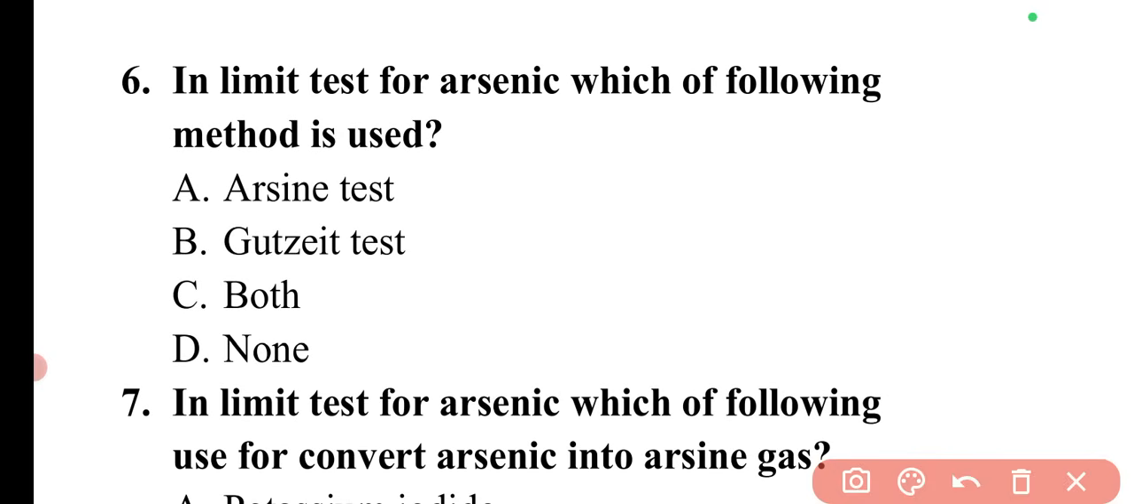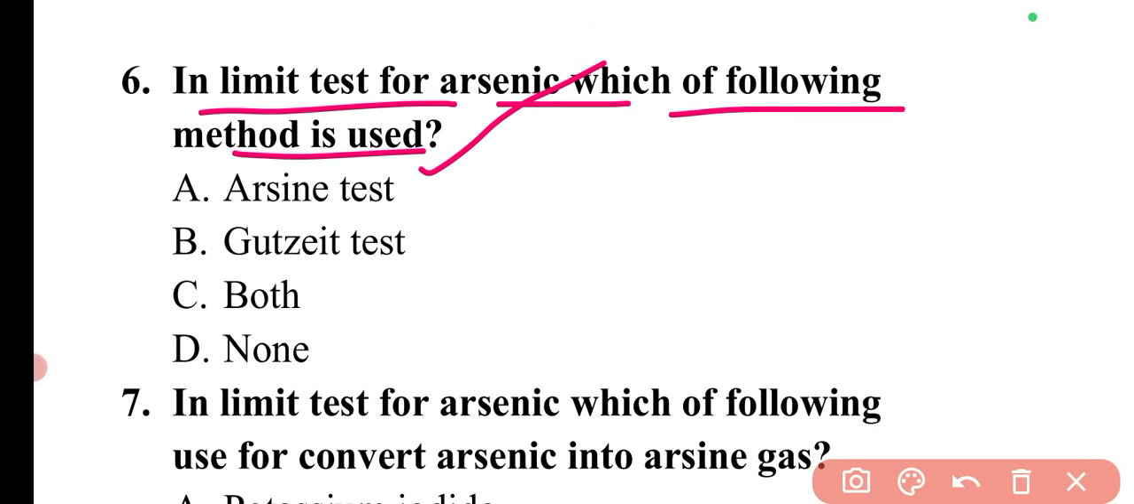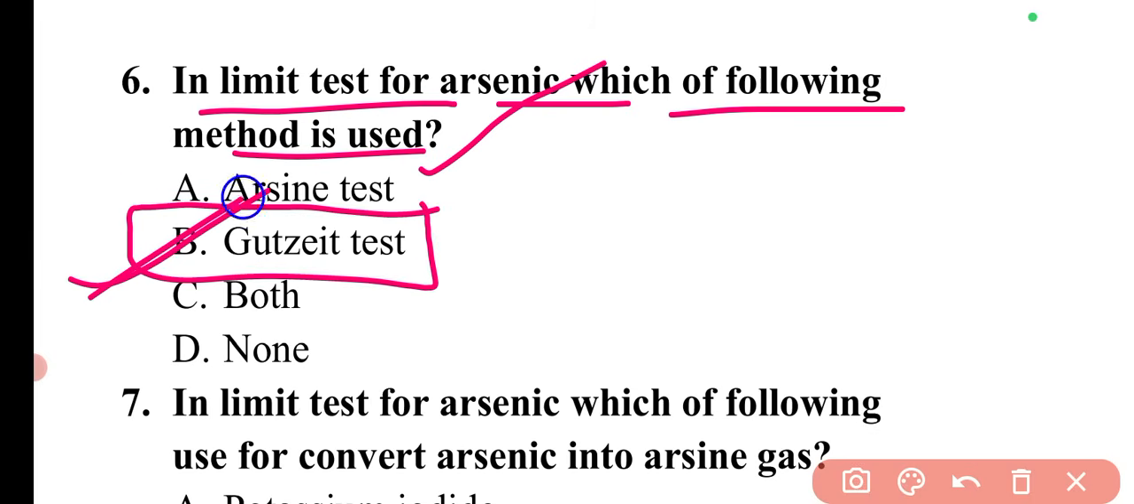Next question is, in the limit test for arsenic, which of the following methods is used? In the limit test of arsenic, the Gutzeit method, Gutzeit test or apparatus is used. This is a very repeated question in this particular topic, so this becomes very important. So here option B is correct.